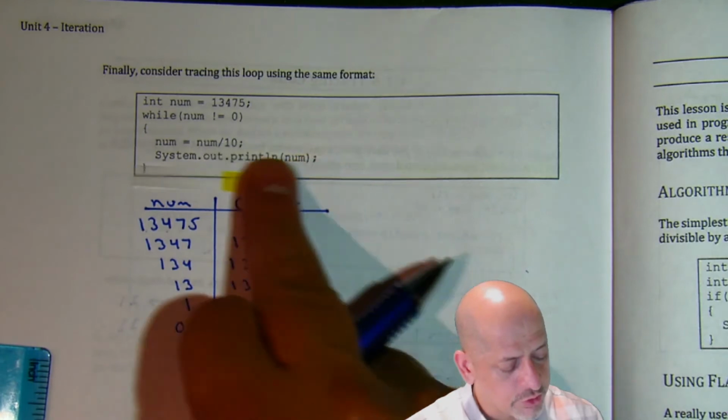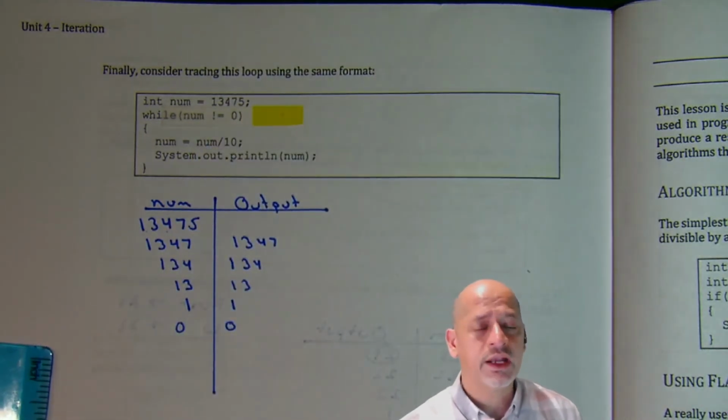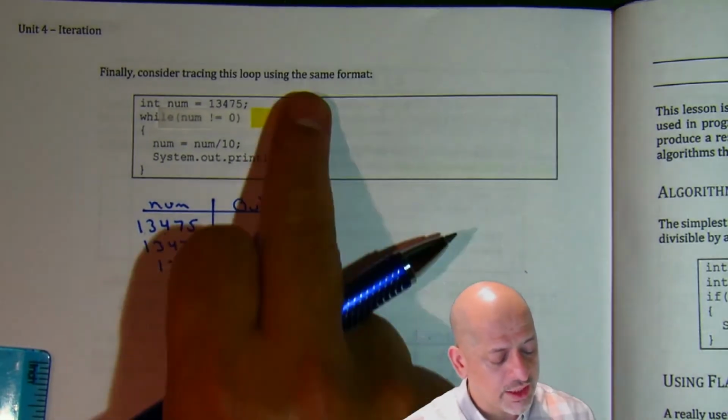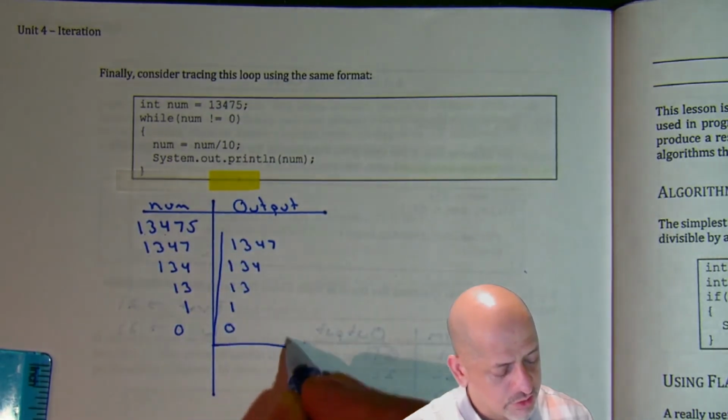And now we go through another iteration. Is num not equal to 0? That is false because it is equal to 0. So therefore, we exit the loop. So this is what's going to get printed.